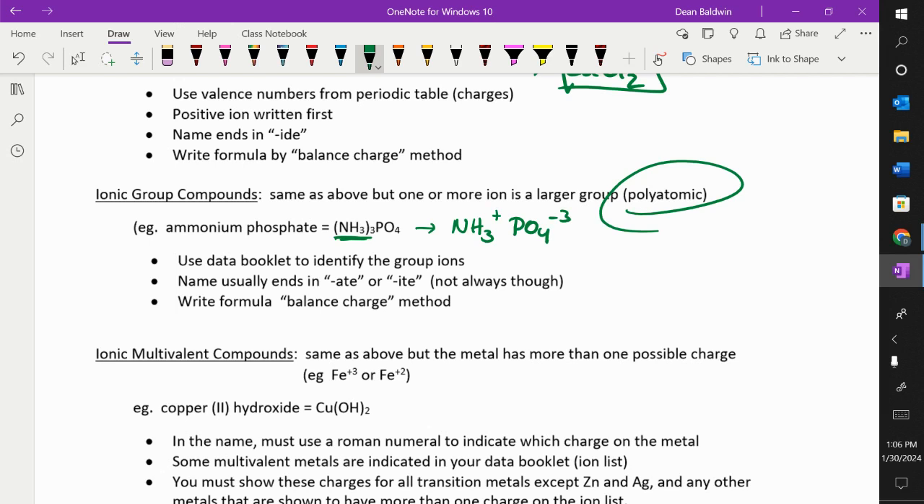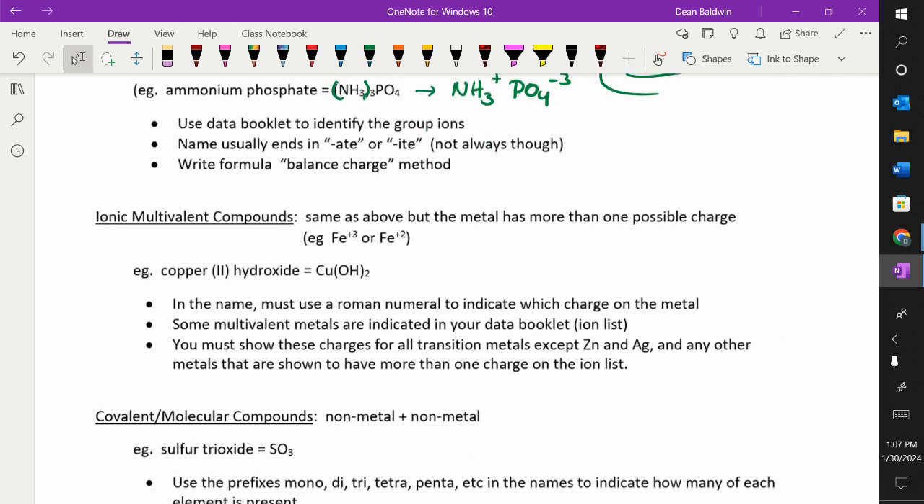You get 3 ammoniums. Just please be careful when you're writing a formula like this to use the brackets, because you have 3 ammonium groups and 1 phosphate group. You don't change any names. Basically, you just pull them off the table, and that's the name. Ammonium stays the same, and the PO4, which is phosphate, stays the same. Ammonium phosphate.